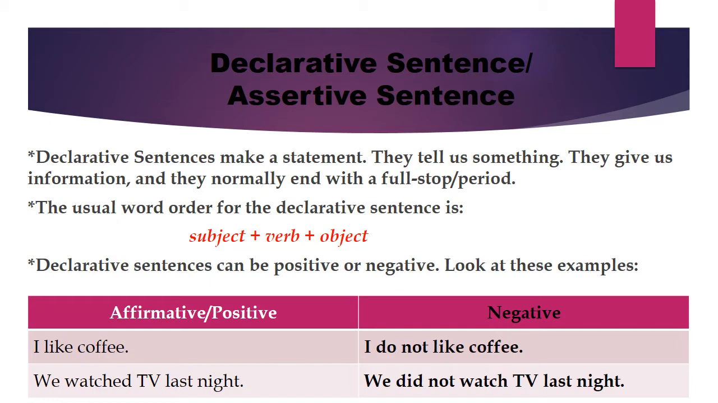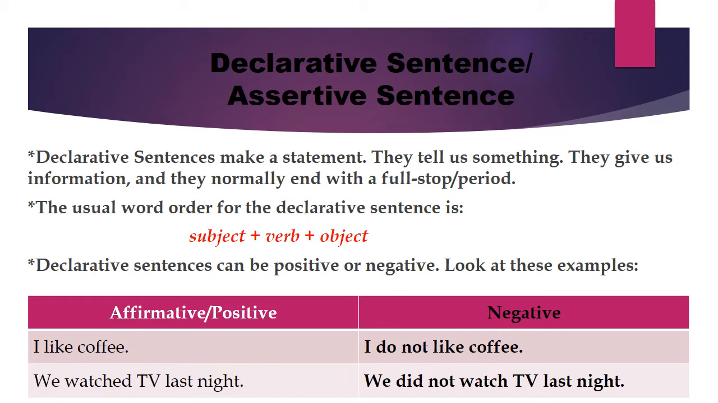The usual word order for the declarative sentence is SVO, that is the basic structure of a sentence in English too. S stands for subject, V stands for verb, and O stands for object. So that is the usual word order of a declarative sentence, and that is the basic structure of a sentence in English too. Then we can say that declarative sentences can be positive or negative.